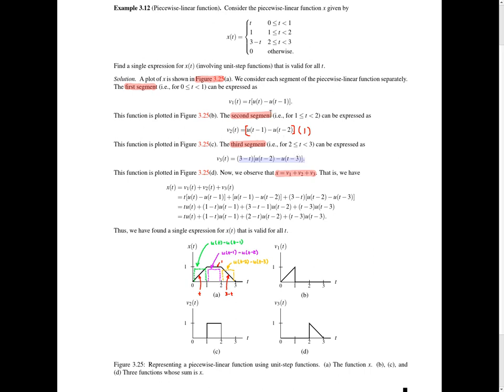So now we have a formula for each of v1, v2 and v3 that each consist of a single case that's valid for all t. If we add these functions together, v1 plus v2 plus v3, this gives us a formula for x. Notice that the formula we end up with consists of just a single case, and that's valid for all t. So this is exactly what we're looking for. Again, in this exercise, what we're trying to do is find an expression for x that consists of only a single case that's valid for all t. And we've found such an expression now.